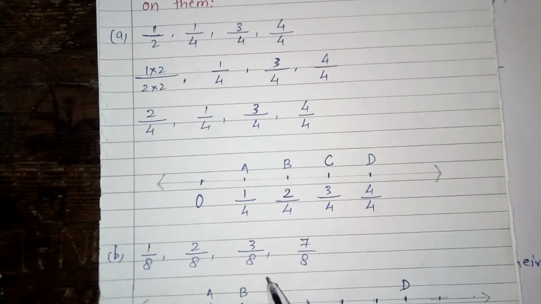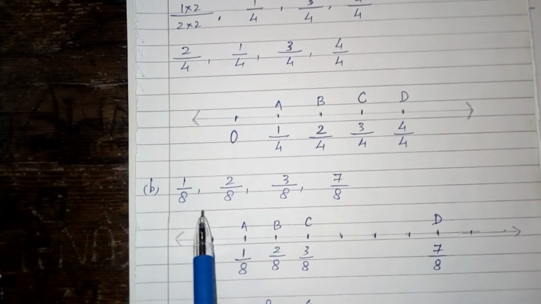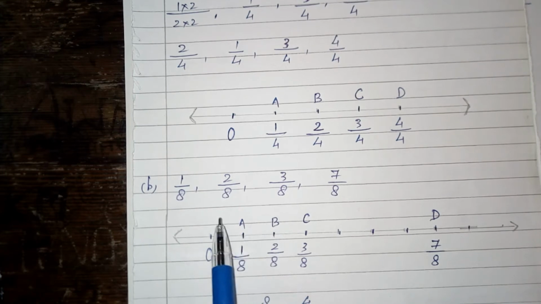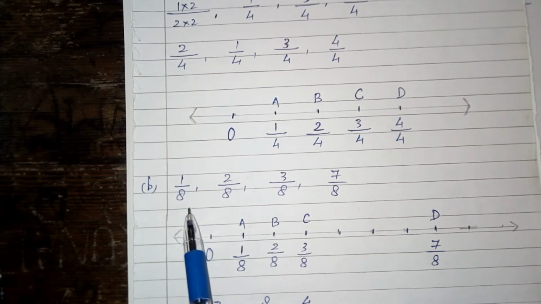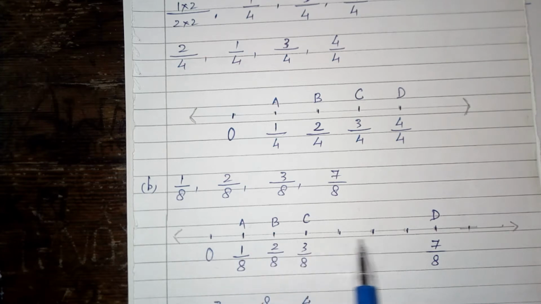Okay. Your next question is 1 upon 8, 2 upon 8, 3 upon 8, 7 upon 8. We will locate all these fractions on the number line. How? Look here. As you are looking, in all these fractions the denominators are equal, that is 8. So first we make one number line, then we will put 8 marks at equal distance on the number line.